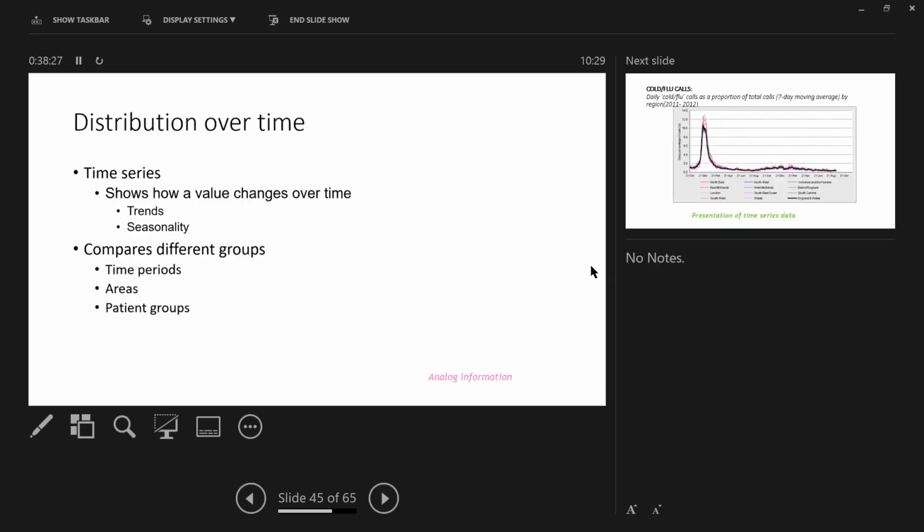If you want to focus on distribution over time and trends, then a time series is a much better choice. This is what you're talking about. If you have a lot of cases per day, for example, then you do a trend line. You can show trends, is it going up or down over a long period of time. You can show seasonality. Do you see more cases in the winter, in the summer? You can use different lines to compare different groups, either different time periods, different areas, or different groups of patients.